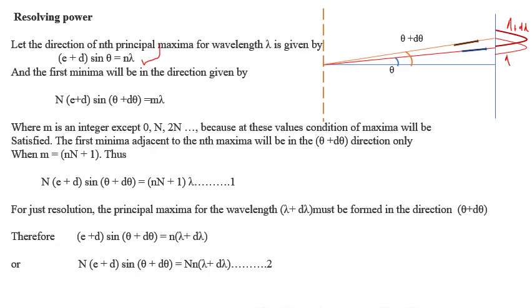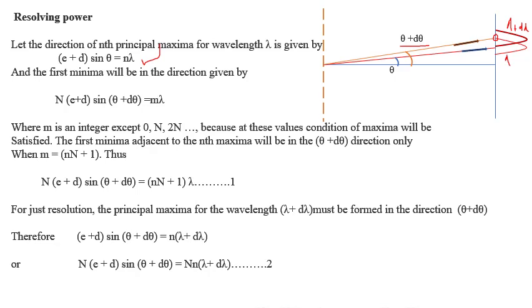Because we are calculating for the position of just resolution, in the condition of just resolution the first minima of lambda must fall on the first maxima of lambda plus d lambda. So the minima of lambda is also formed in the direction of theta plus d theta. It means that in the direction of theta plus d theta we get two things: one is the maxima of lambda plus d lambda, and the other is the minima of lambda.